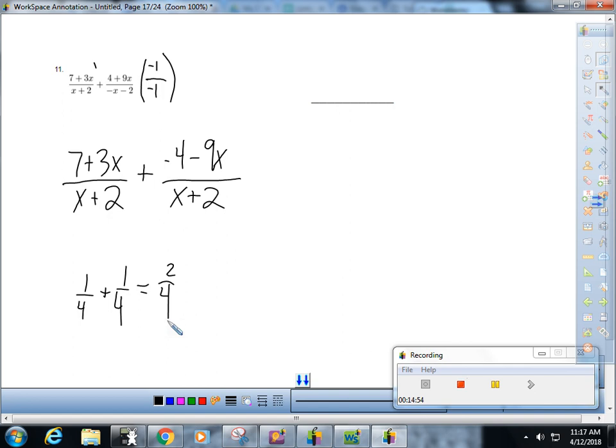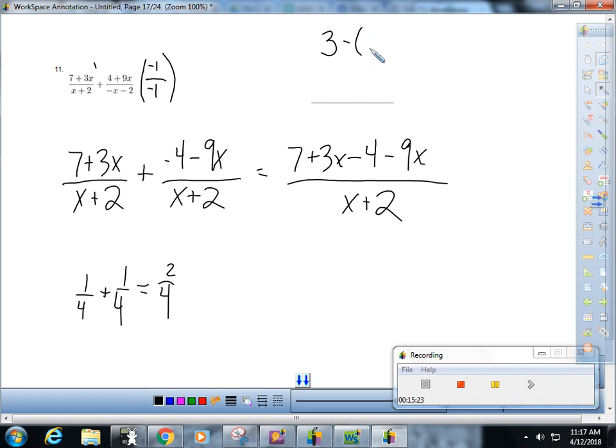Okay? All right, so when we do this, we just got to do 7 plus 3x minus 4 minus 9x all over x plus 2. And now we just got to simplify. So 7 minus 4 is 3. 3x minus 9x is minus 6x. Oh no, this is not my final answer. I don't think. Yes, yes it is.